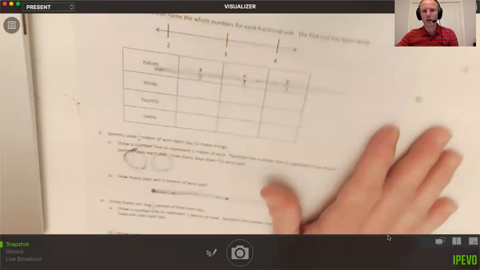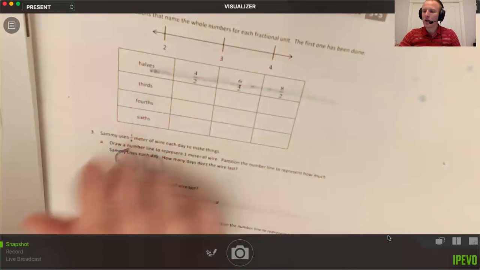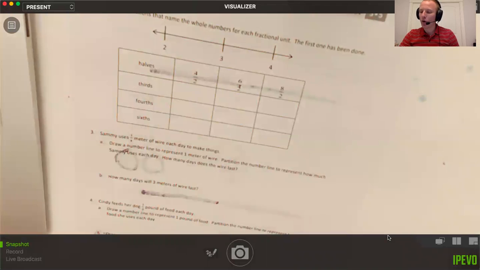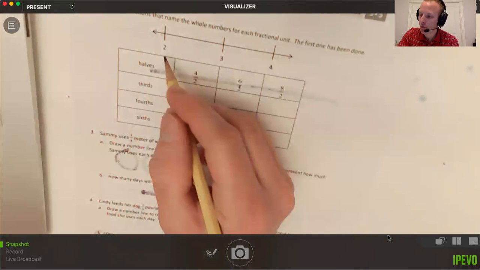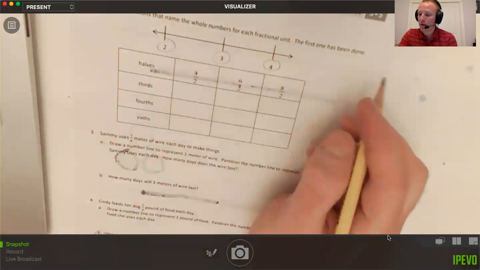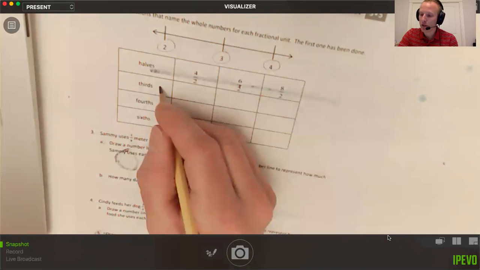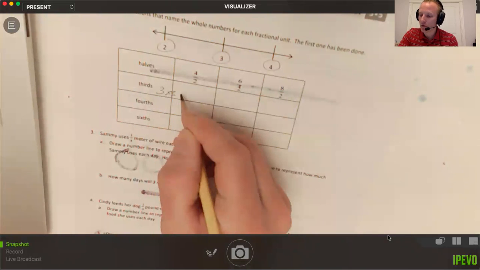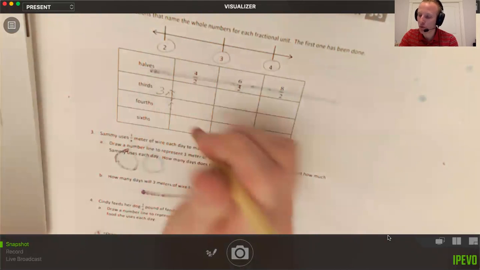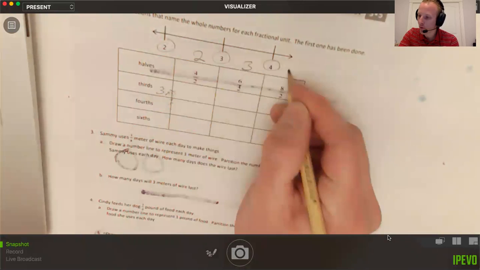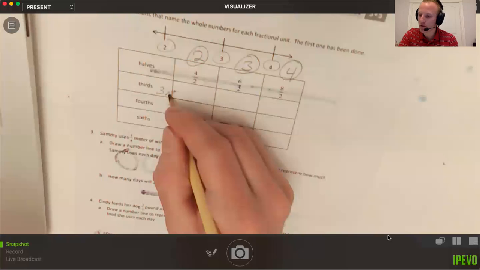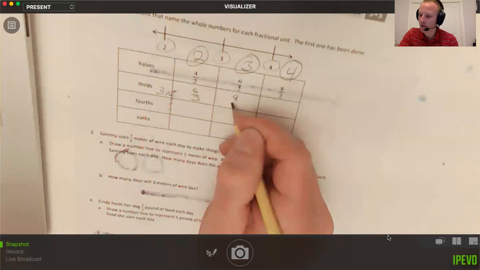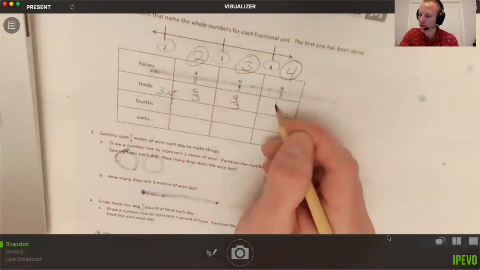Okay, this part says, sorry, the marker bled through a little bit, but it says write fractions that name the whole numbers for each fractional unit. So for 2 holes, 3 holes, and 4 holes. So for thirds, I would go 3 times 2 holes. This is 2 holes, 3 holes, and 4 holes. I wish they organized this a little bit better. So 3 times 2 is 6/3. 3 times 3 is 9/3. And 3 times 4 is 12/3.